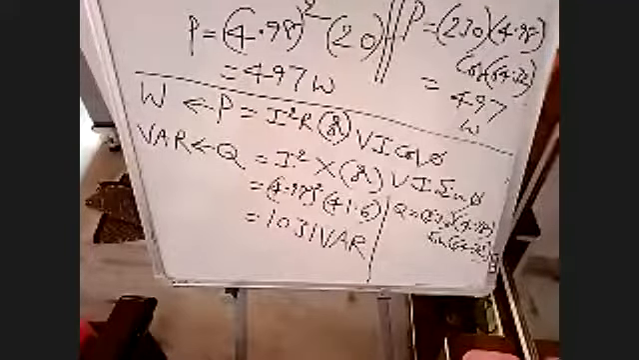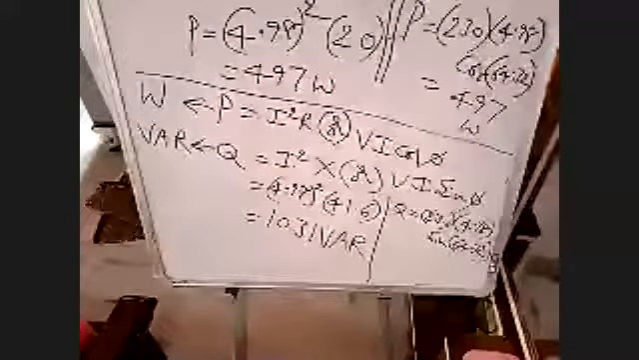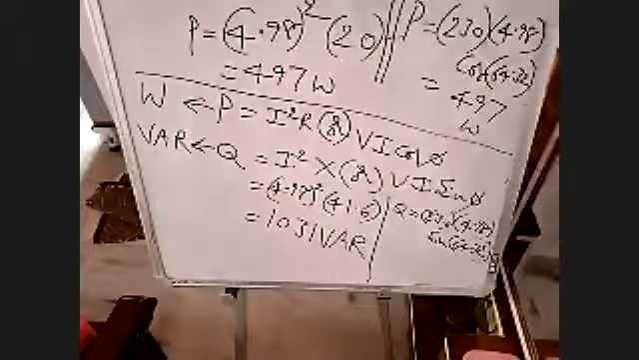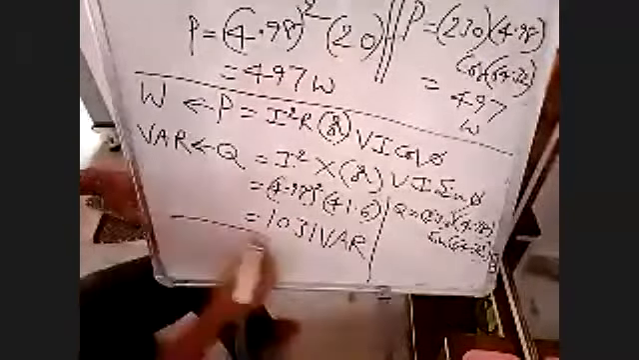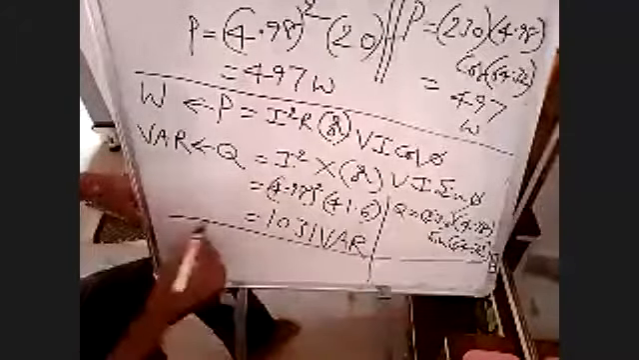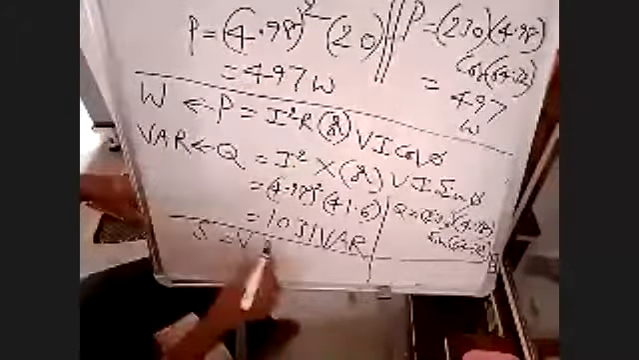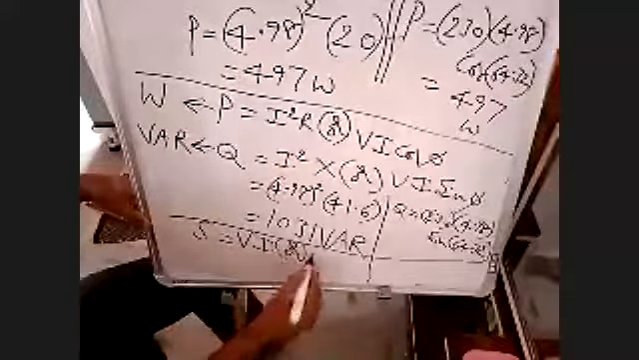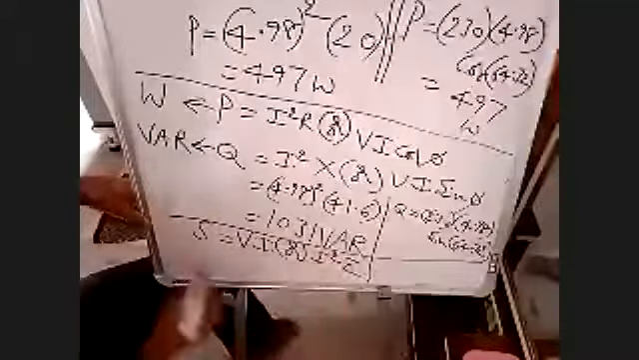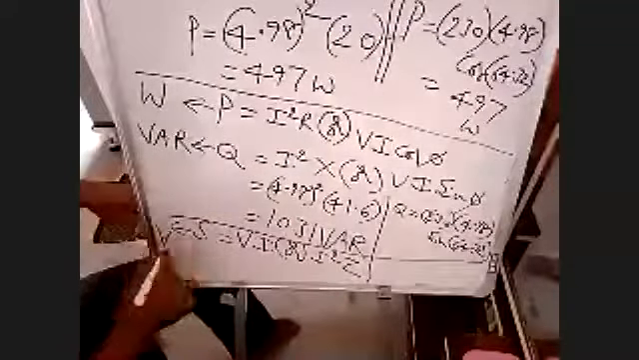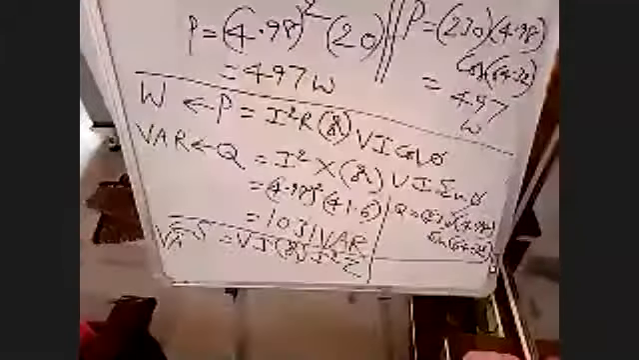Okay, that's all about the problem. Suppose in the problem he is not asking for S value, but if he asks, S is equal to VI or I square Z. The unit of S is volt ampere. If you are asked for S value, the formula for S is I square Z or VI, and you will get the answer.